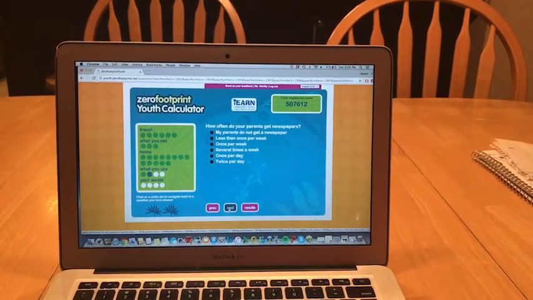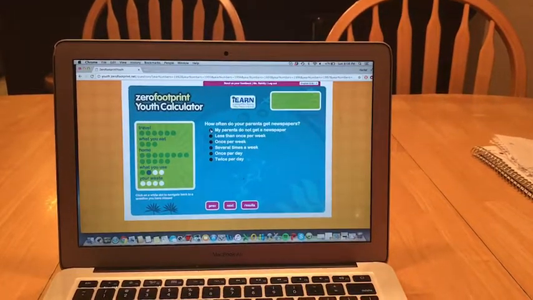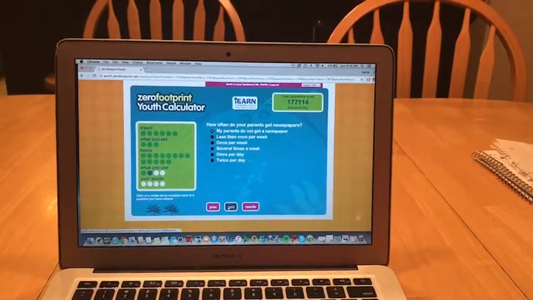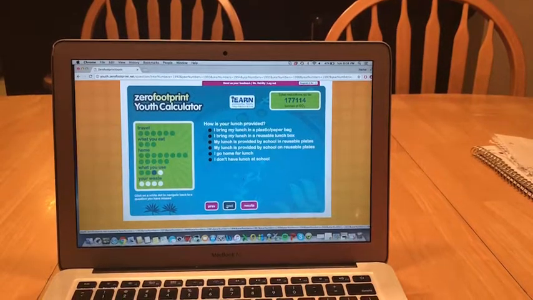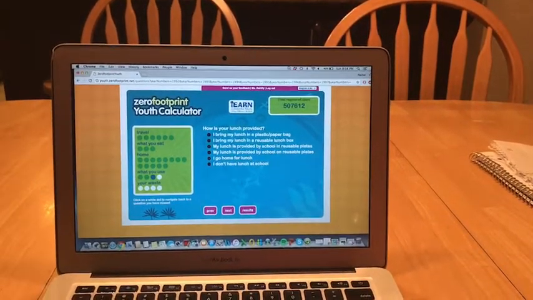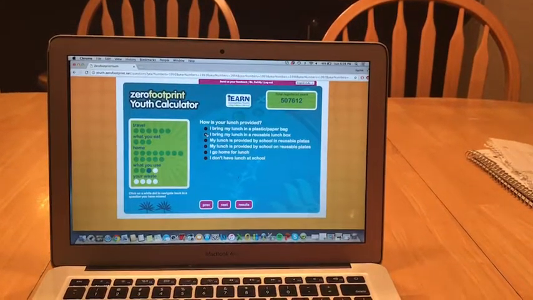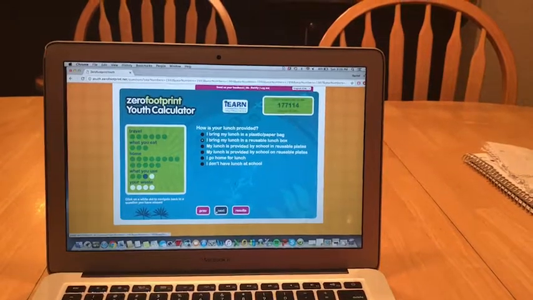Next, how often do your parents get newspapers? We do not get newspapers anymore, so I'm going to click no, we don't get any. How is your lunch provided? Plastic bag, reusable lunch. If you get lunch by the school, you can click one of these. I use a reusable lunch box. So I'm going to click next.